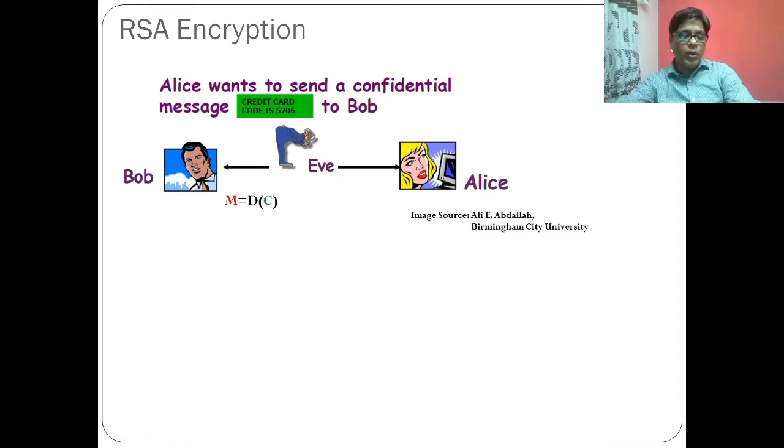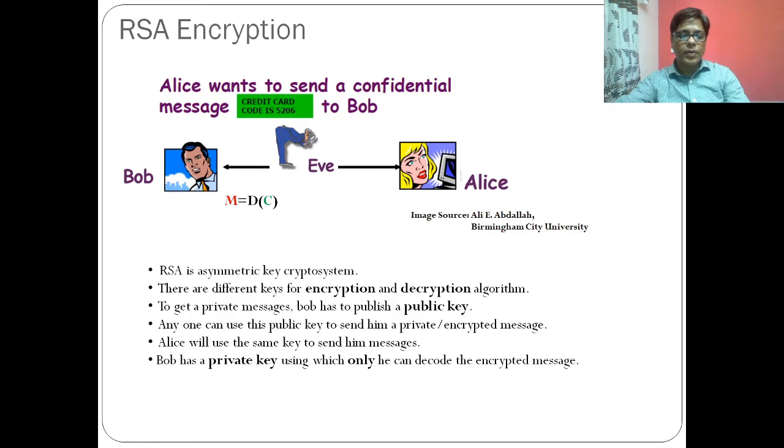Intruder Eve can only see the ciphertext C on the communication channel. By ensuring that he cannot get message M from the ciphertext C, we can provide privacy to this communication channel. So coming to the RSA encryption scheme, RSA is an asymmetric key cryptosystem. That means that there are two different keys for the encryption algorithm and for the decryption algorithm.